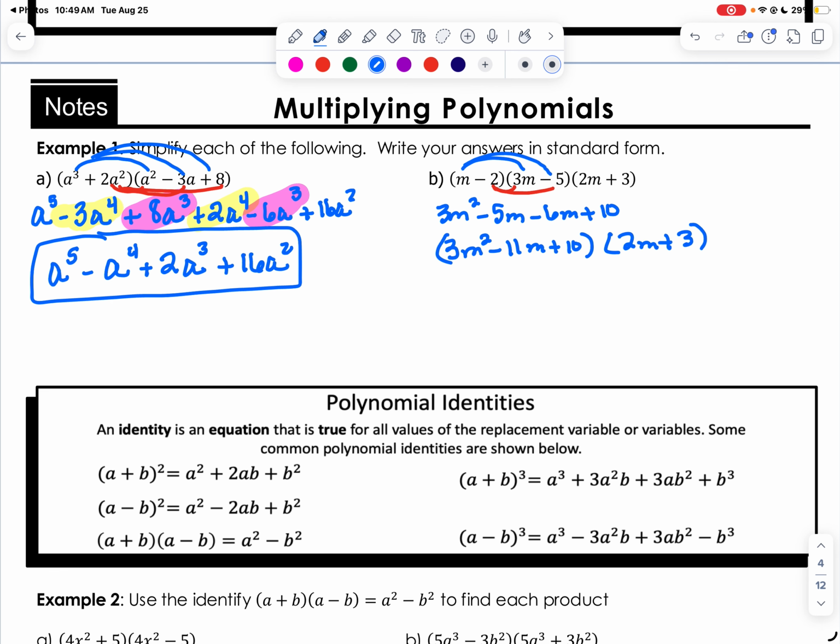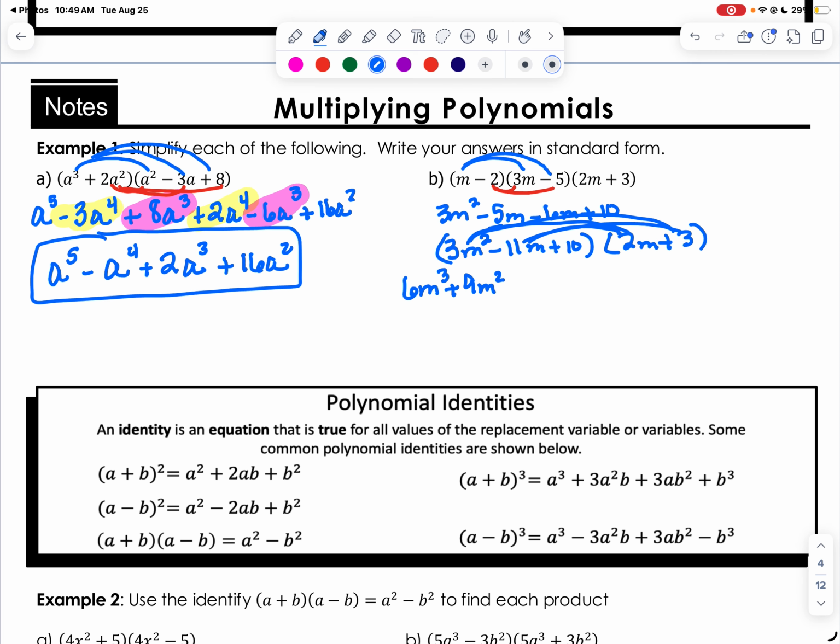All right, so taking your first term, you're going to multiply it by each term in the second polynomial. So 3m squared times 2m would be 6m to the 3rd. 3m squared times 3 would be 9m squared. Now do the same thing with the negative 11m.